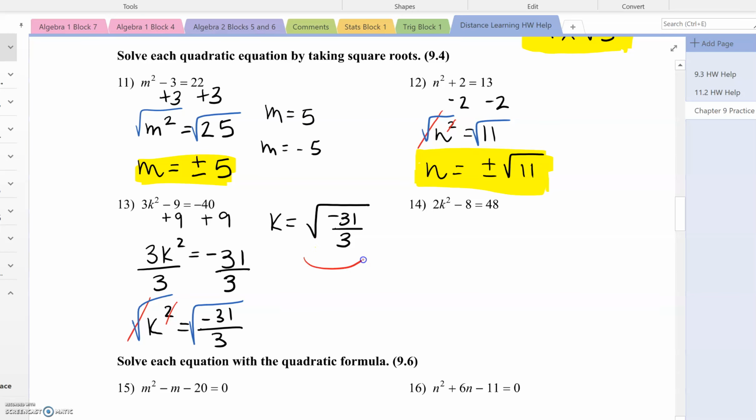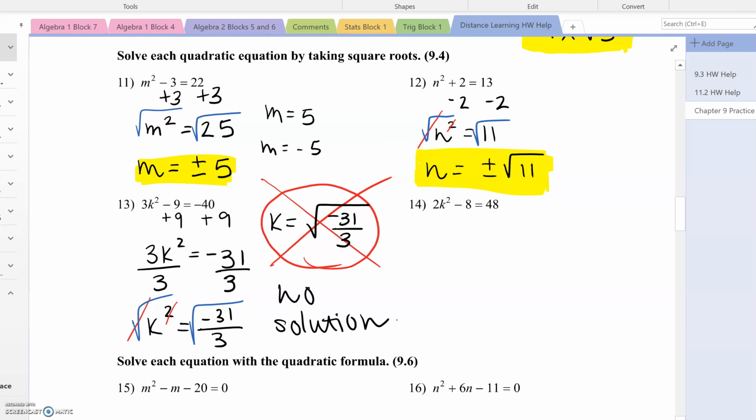Can I take the square root of a negative number? No, we talked about that a ton in section 9.4. A negative times a negative makes a positive, and a positive times a positive makes a positive. There's no way to make a perfect square out of a negative. There's no way to get a negative number inside a perfect square that we know of, at least in this Algebra 1 class. So we are going to say there is no solution to problem number 13.